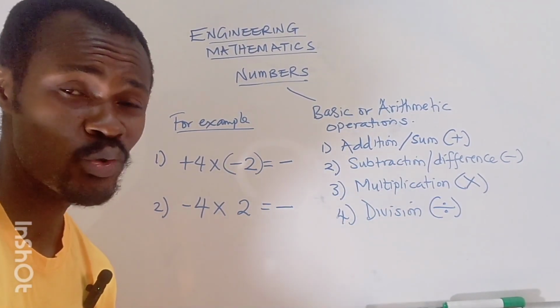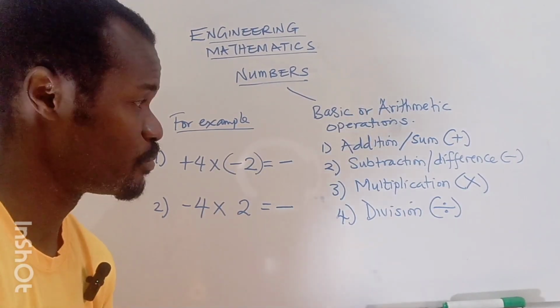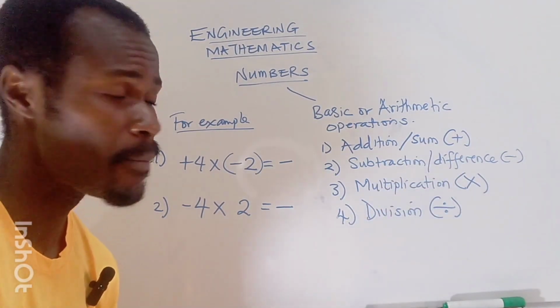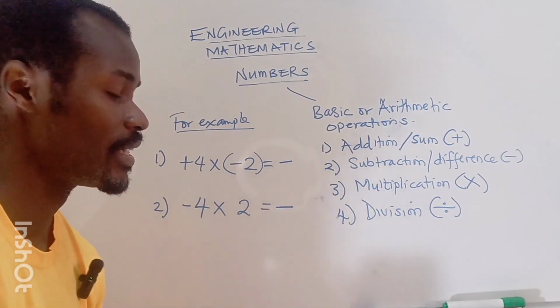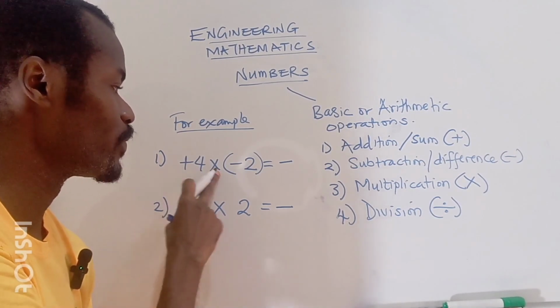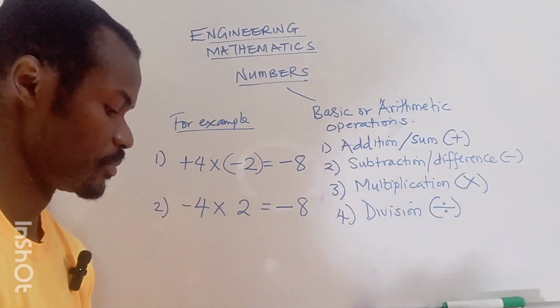So whenever there are two different signs, positive and negative, your answer should always end with negative. So now you can multiply the numbers: 4 times 2 is 8, and 4 times 2 is 8.